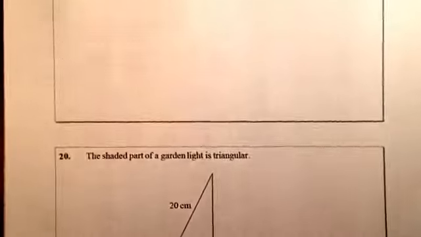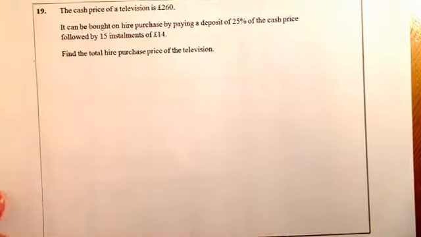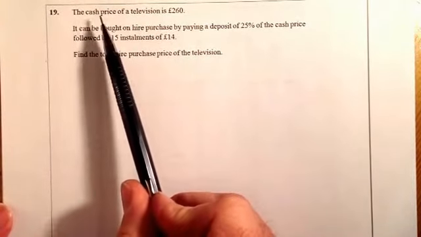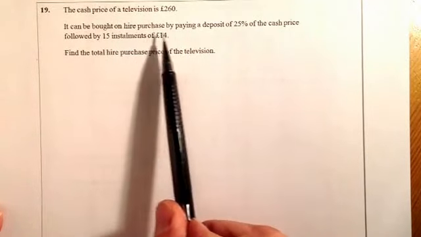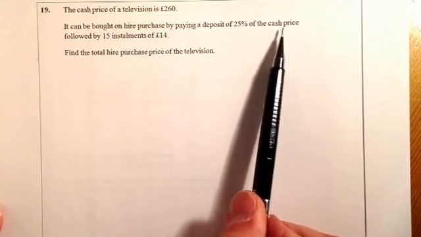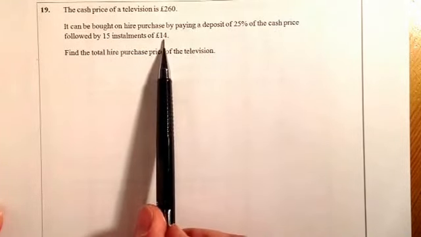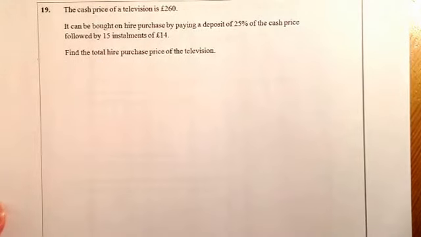Right, let's have a look at question 19. Question 19 is a money related question, and it's a hire purchase question. Cash price of a television is £260. It can be bought on hire purchase by paying 25% of the cash price, followed by 15 instalments of £14. Find the total hire purchase cost or price for the television.